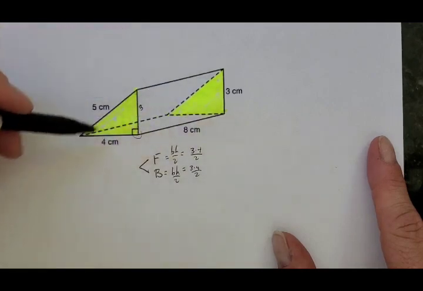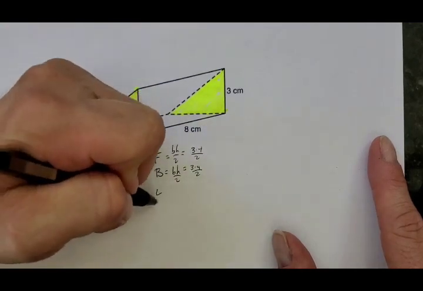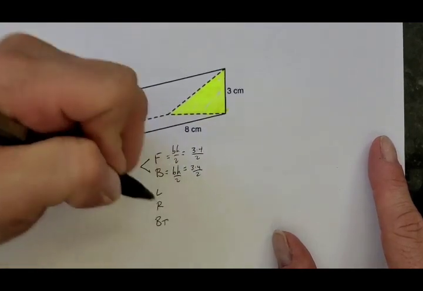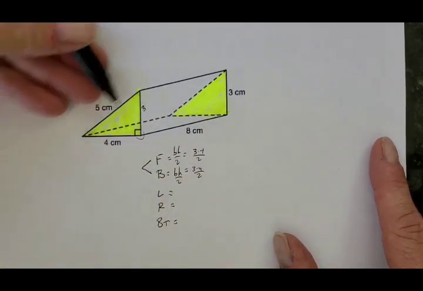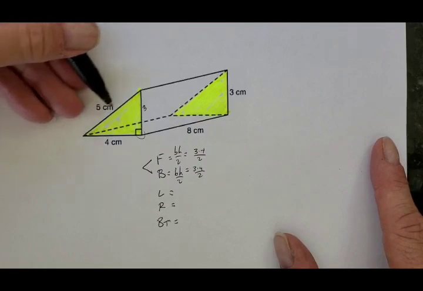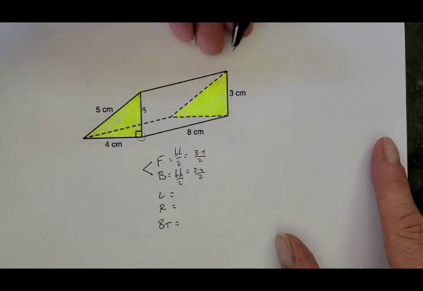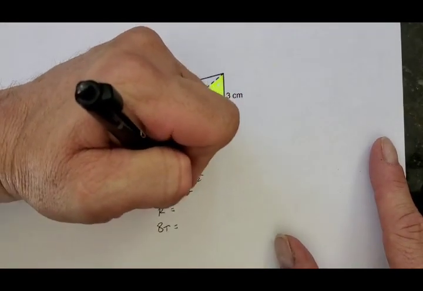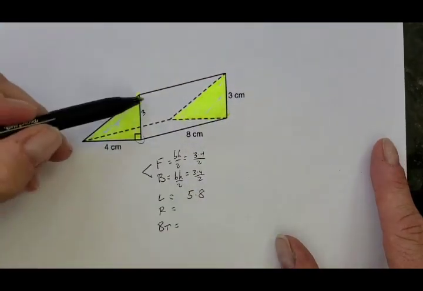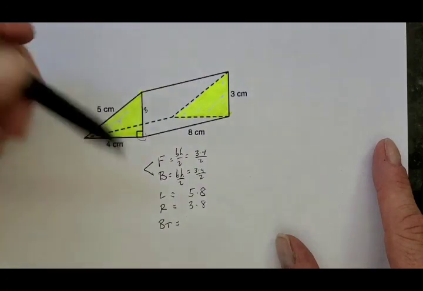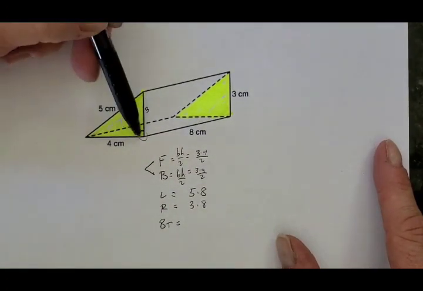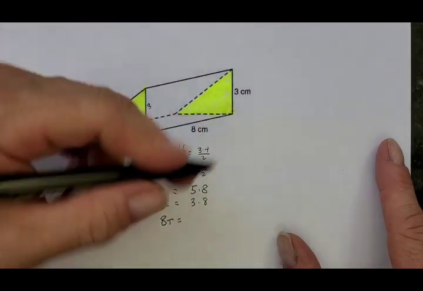Now the right side, left side, and bottom. Left side is over here, it's 5 wide, and it goes back 8. So it's 5 by 8. The right side is this one here that's standing up straight. It's 3 by 8. And then the bottom face is 4 wide by 8.